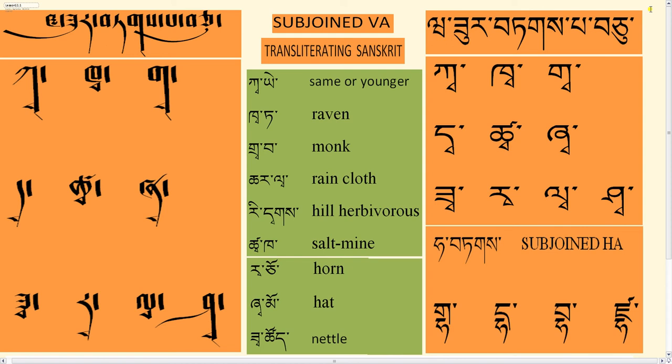Video number 22, lesson number 11.5. This lesson is actually not in the textbook, so this is just an FYI, for your information kind of a lesson. In this lesson we will learn the fourth subjoined consonant, which is called wasu.